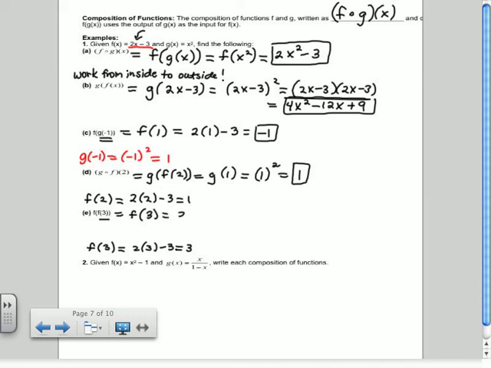Okay, and we just found what f of 3 is. It's 3. So your answer is 3. So that doesn't always happen. They don't cancel out if it's f of or g of. That doesn't happen at all. All right, so the next one.